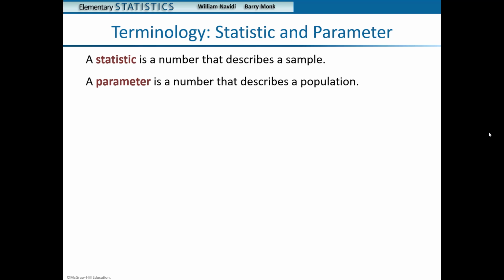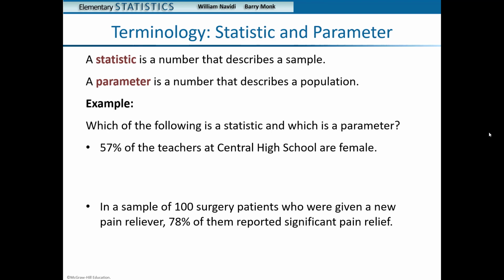Specifically, we want to define a statistic. A statistic is a number that describes a sample, and a parameter is a number that describes a population. Okay. To illustrate a couple of examples of this, we'll present a couple of statements, and we want to determine which statement refers to a statistic and which one is a parameter, right?